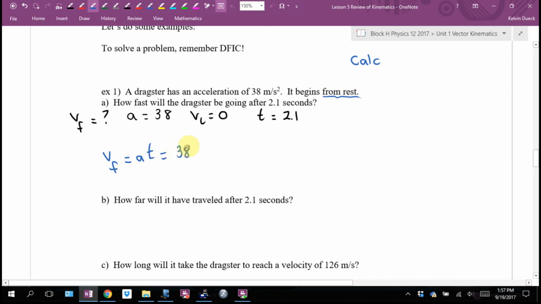A is 38. T is 2.1. I can do this in my head. 38 times 2 is going to be 76. 38 times 0.1 is 3.8. 76 plus 3.8 is 79.8. Double check me. Yeah? Units?